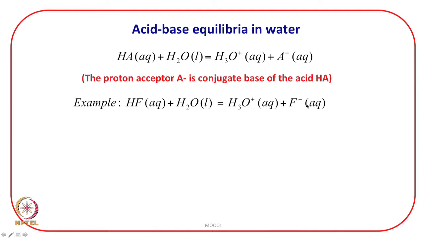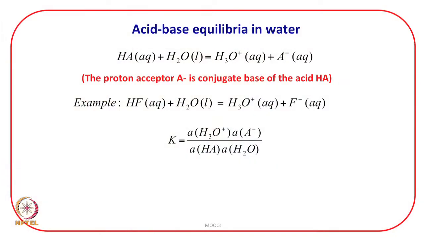Now, we have thoroughly discussed in previous lectures how to write an expression for equilibrium constant. We will apply that concept over here and write an expression for equilibrium constant. How do we write equilibrium constant? Equilibrium constant is equal to the product of activities of the products raised to the power of their stoichiometric numbers, divided by the product of the activities of the reactants raised to the power of their stoichiometric numbers.